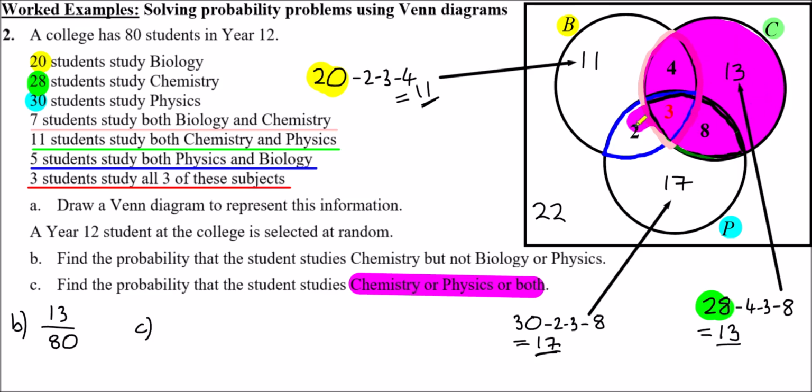So imagine it's joining up with this P circle at the bottom. So whatever's within this purple section are all the students that like chemistry, physics, or indeed both. So if we added all these together, we've got 4 plus 3 plus 2 plus 8, plus 13 and 17.